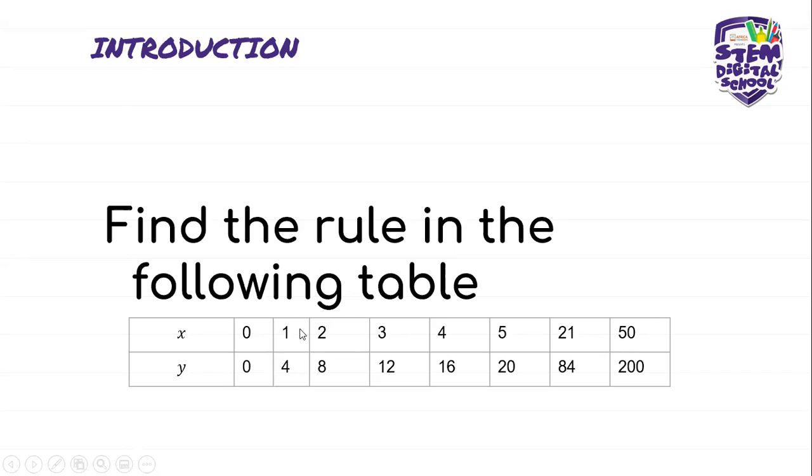Again, if you subtract 4 from 8, you get 4. And then 12 minus 8 will also give you 4. So the constant difference in this case will be 4, and that is the starting point. It's very important that we realize the importance of finding the constant difference. So the constant difference in this case will be 4.